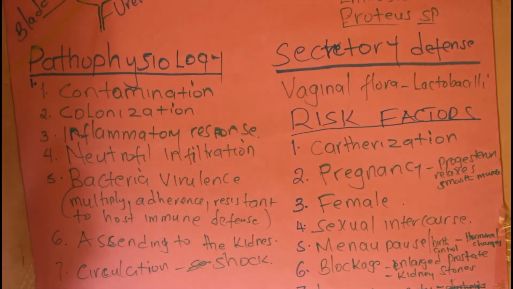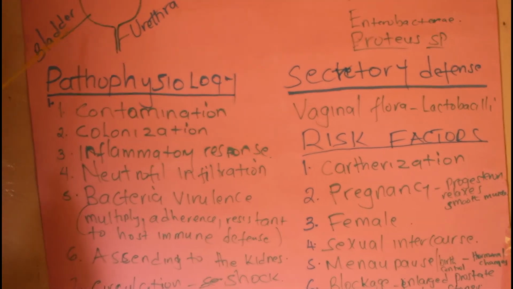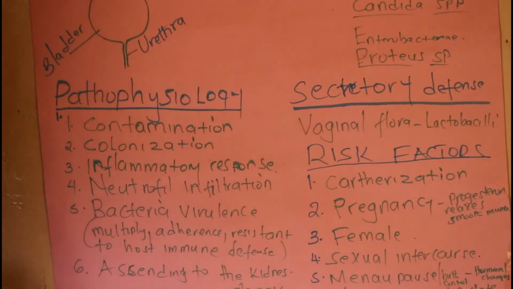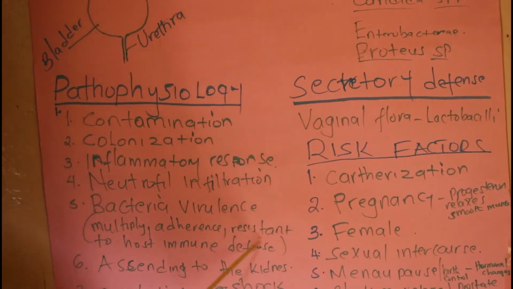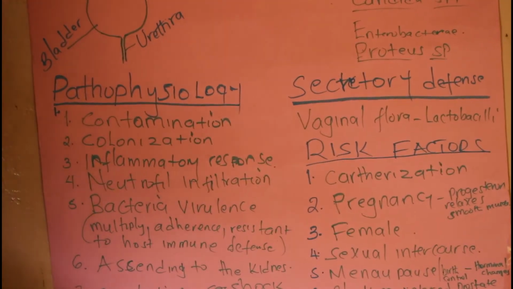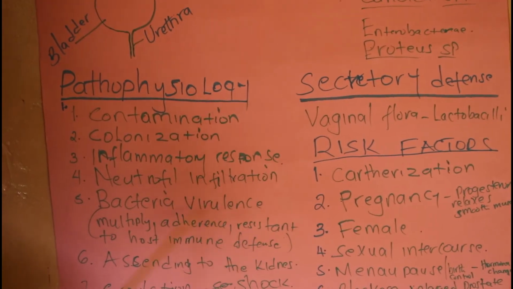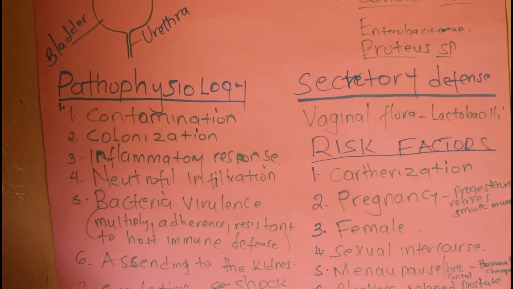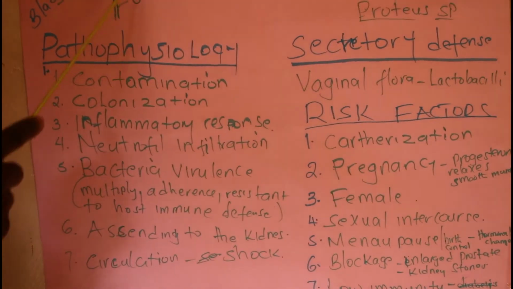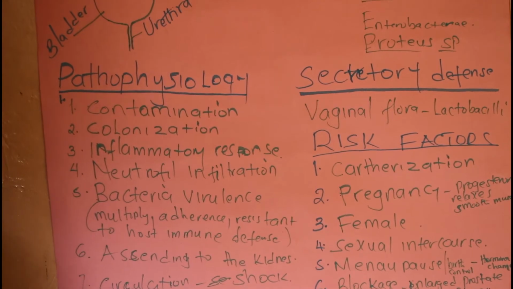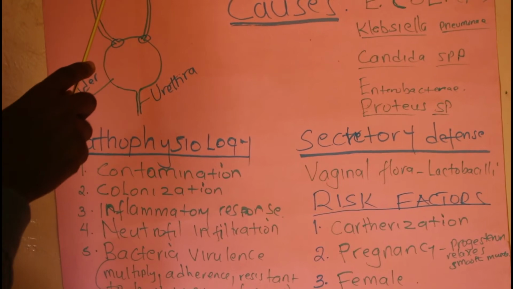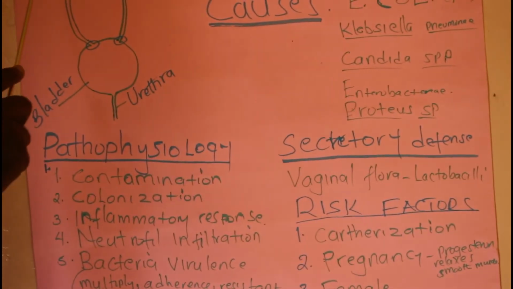So they adhere to the walls of the membranes of the bladder, and then they multiply once they have entered into the bladder. They have resistance to the immune system that is produced as a defense. So they are resistant to host immune defense, and therefore they are able to survive and multiply and cause urinary tract infection. From here, when they have colonized and you are not treated for UTI, they have the capability of ascending upwards to the ureters, until they reach the kidneys.